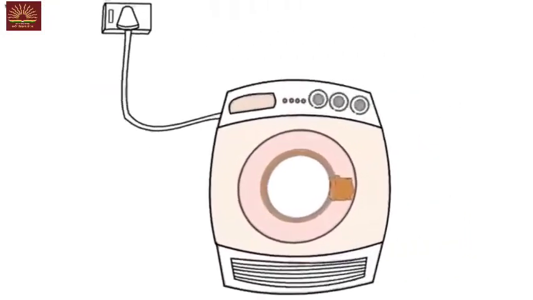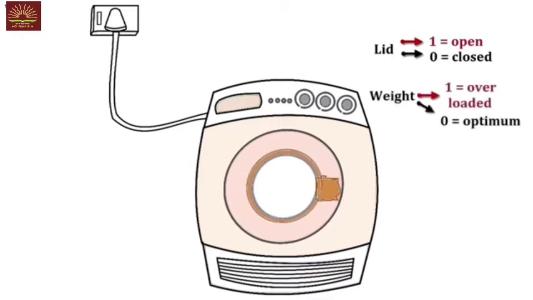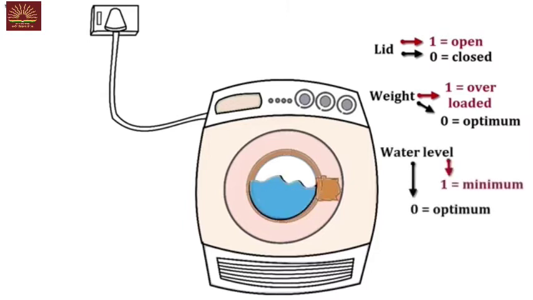For example, a washing machine has 3 sensors. One sensor checks if the lid is open. If the lid is closed, the sensor generates a logic 0. Another sensor checks the weight limit. If the machine is overloaded, it generates an output 1, otherwise 0. The last sensor produces a high output if the water level is minimum. Since the water level is optimum, it gives a logic 0.